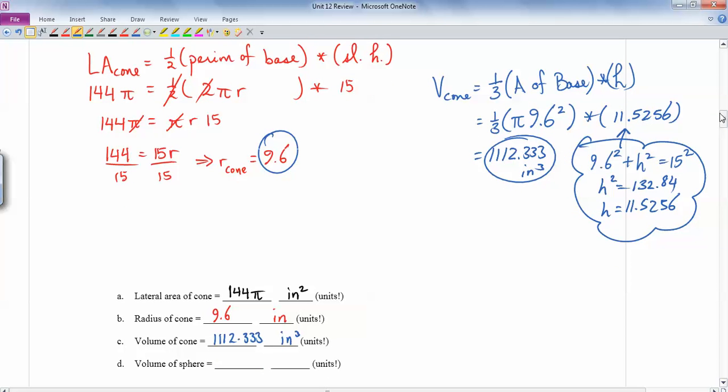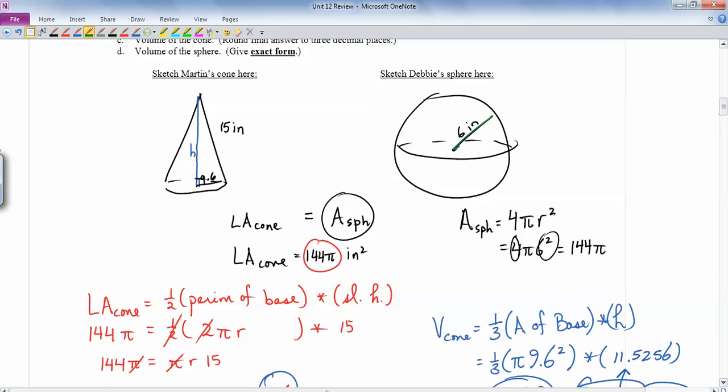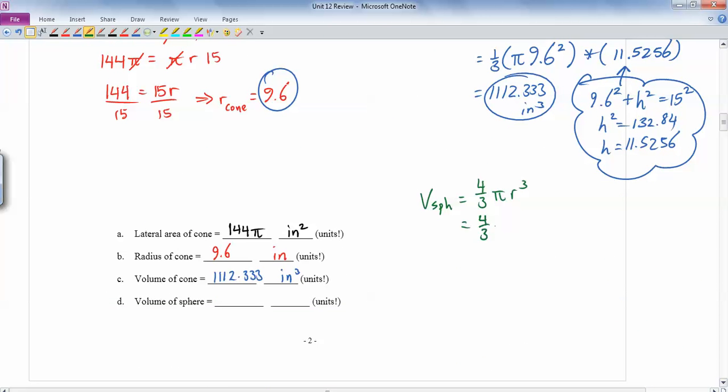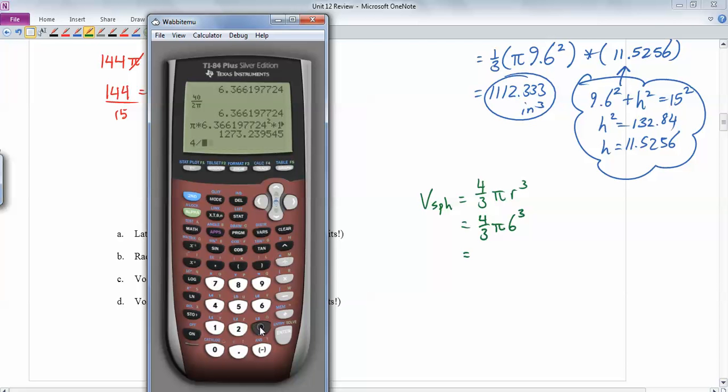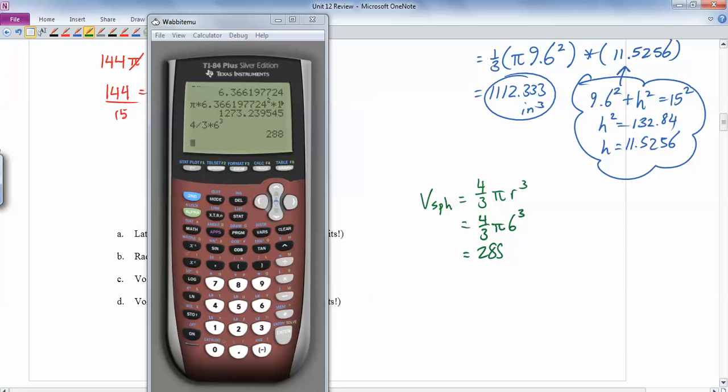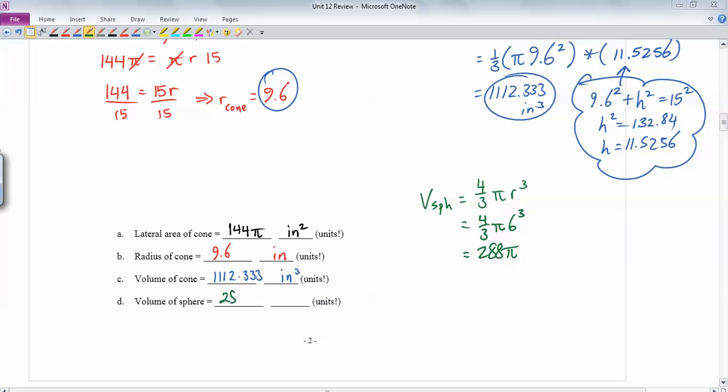Okay, and then the last one asks, what's the volume of the sphere? For the volume of the sphere, we've learned the formula 4/3 pi r cubed. We know that the sphere's radius is 6, so the volume of the sphere is 4/3 pi, 6 cubed. And it says keep it in exact form, so let's multiply this out. Let's do 4/3, and we'll leave the pi alone, times 6 to the third. To raise it to the third, there's this symbol right here, that little arrow up looking thing, and that means to the power of 3. So 288, times pi. So we've got 288 pi inches cubed.